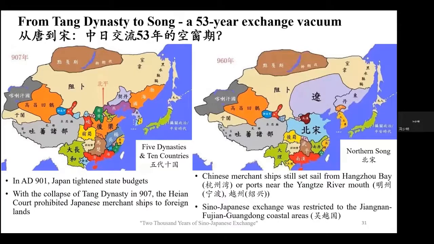And during this period, the Chinese merchant ships could still sail from Hangzhou or the ports near the Yangtze River, Changjiang, right over here, where Jiangsu and Zhejiang are. And Sino-Japanese exchange was restricted to the Jiangnan, Fujian, Guangdong coastal areas, primarily in the south.